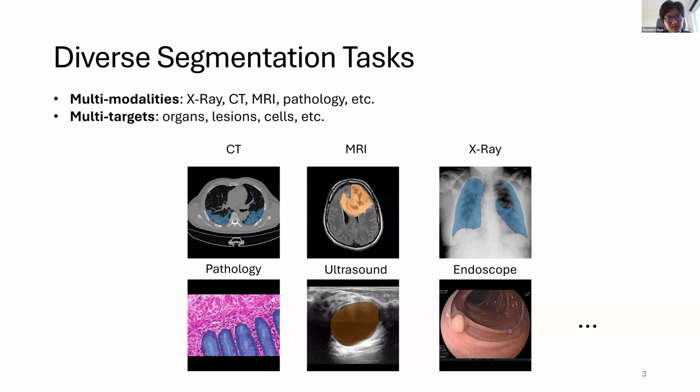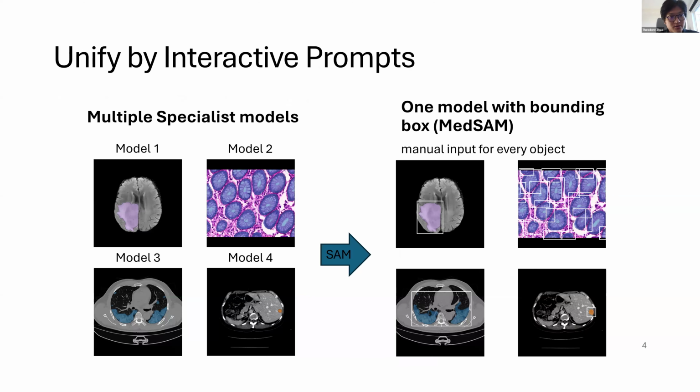Traditionally, we usually train multiple specialist models. For example, one model for segmenting tumor regions in MRI, another model for segmenting cellular structures in pathology, and sometimes another for infected regions in CTs.